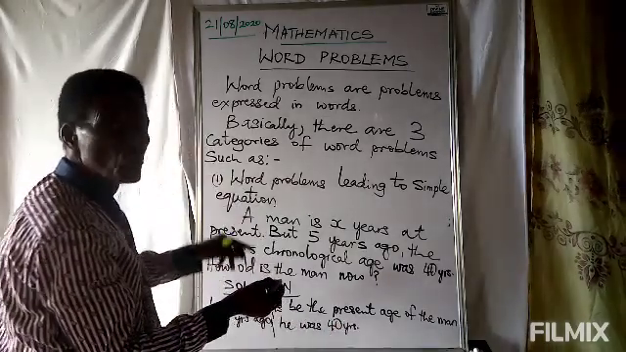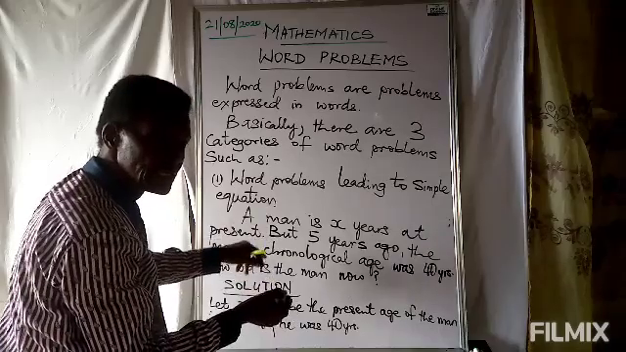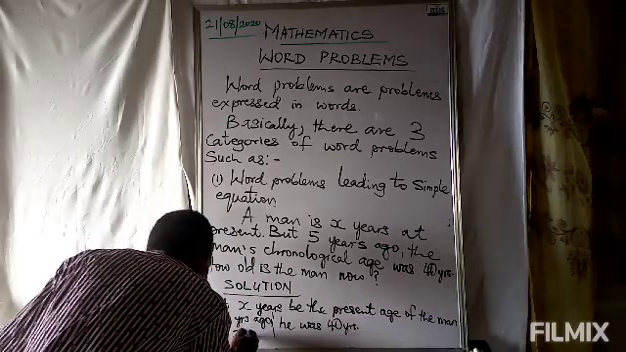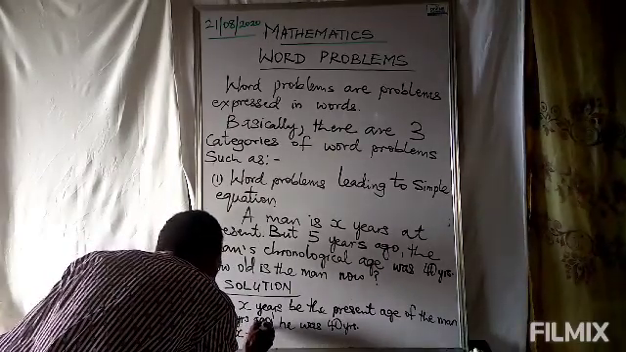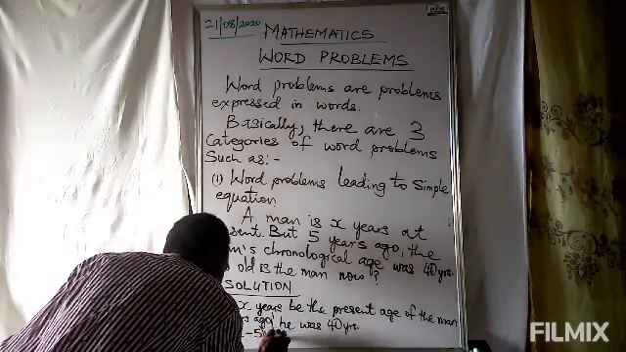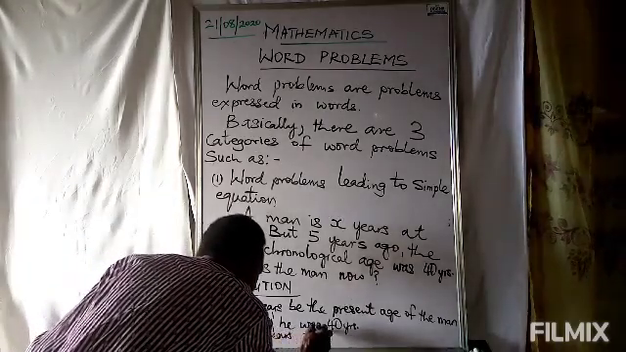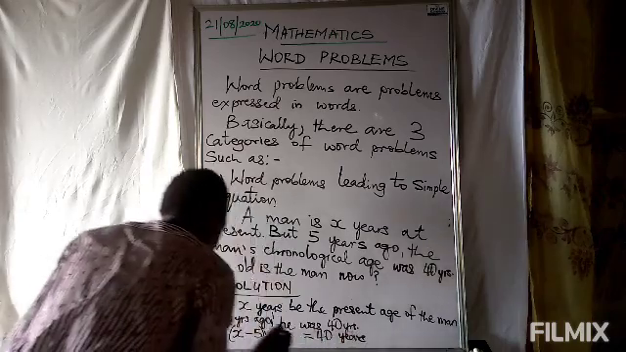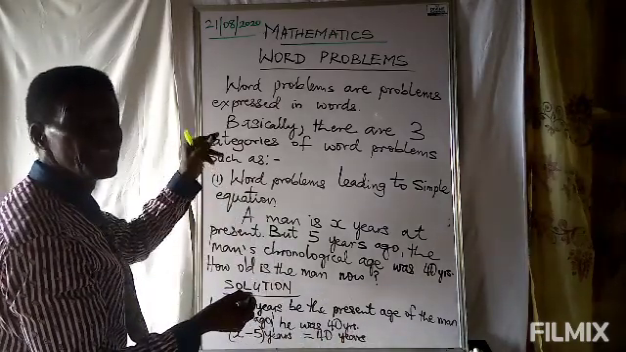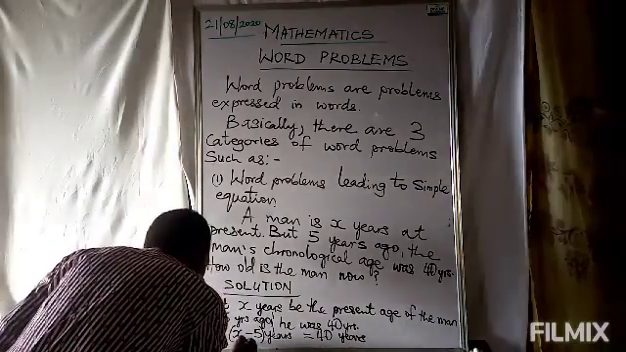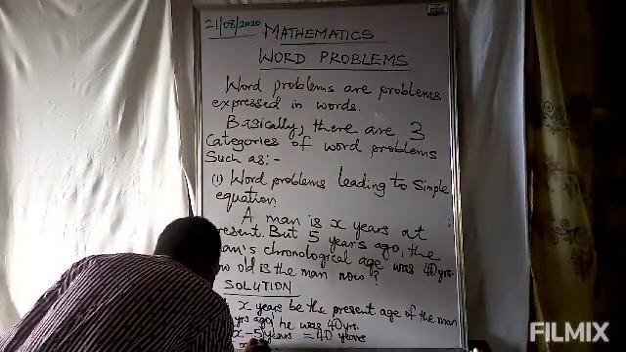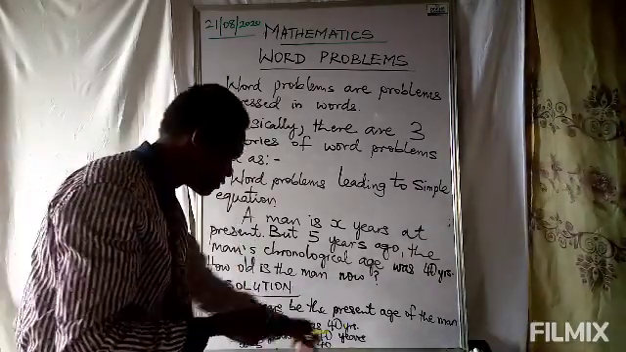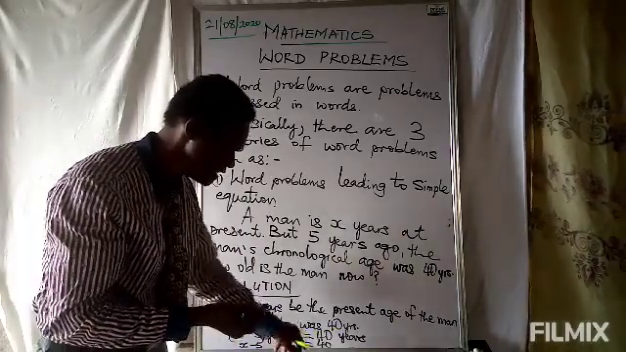Therefore, forming an equation with this development, we have S minus 5 years is equal to 40 years. So, removing years, we have S minus 5 is equal to 40. So this one is the simple equation.